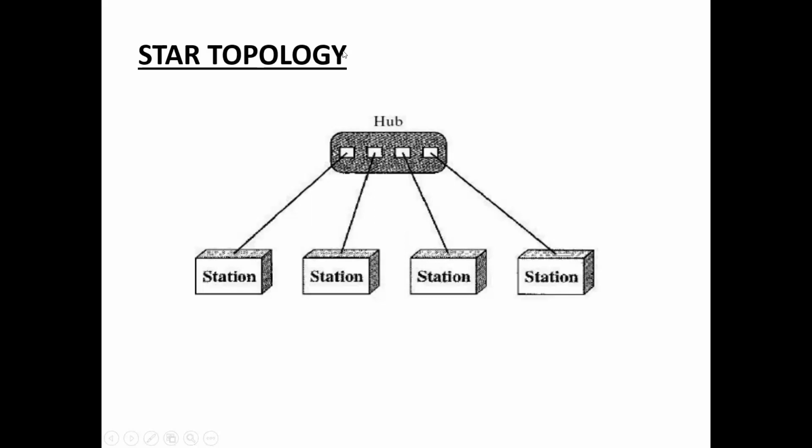Next, star topology. In a star topology, each device has a dedicated point-to-point link only to a central controller, usually called a hub. See here, station 1 has a dedicated point-to-point link to the central controller called a hub. Next, station 2 has a dedicated point-to-point link to the hub. Okay, and the remaining stations also have dedicated point-to-point links to the central controller, the hub.